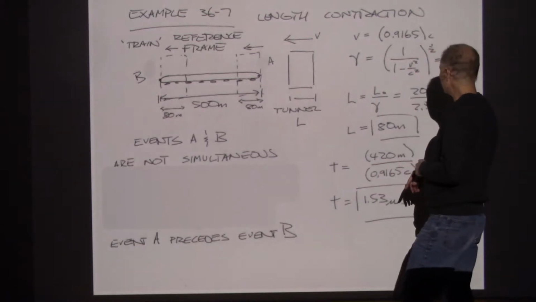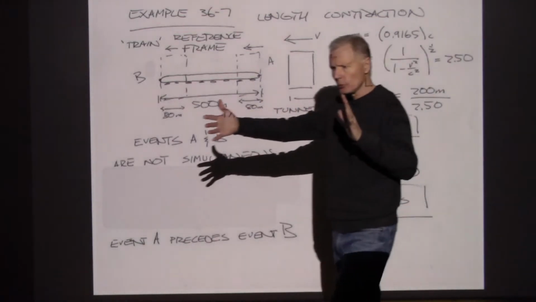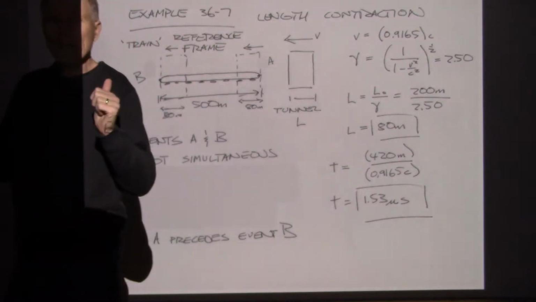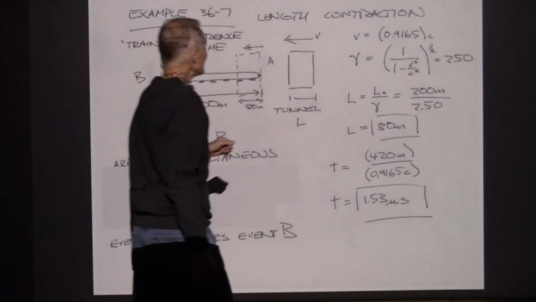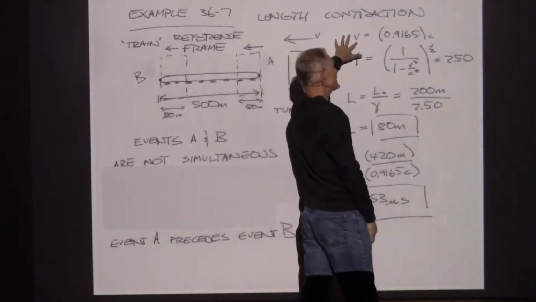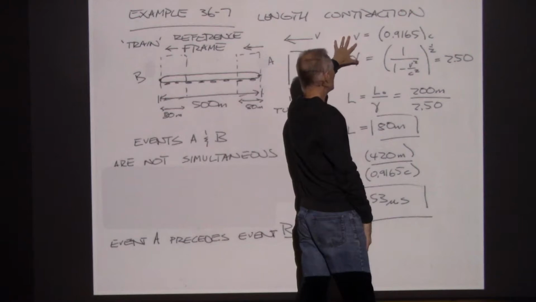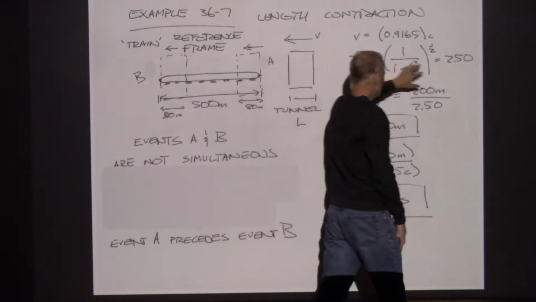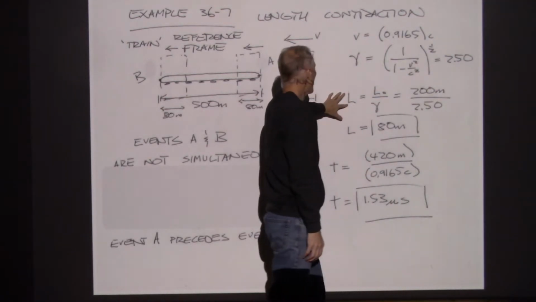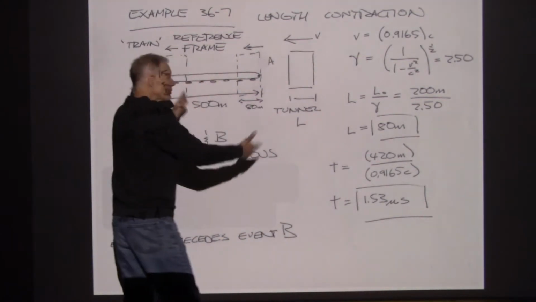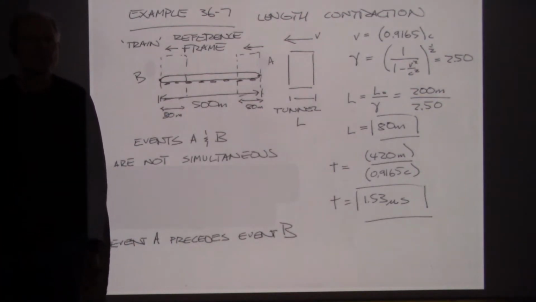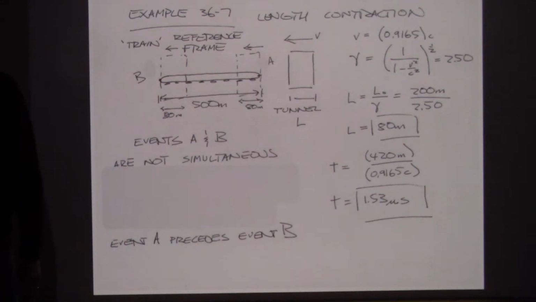The tunnel's length was 200 meters, but in the reference frame of the train, the tunnel is moving towards the train at that very same 0.9165 C, the very same gamma factor of 2.50, and so in the reference frame of the train, the tunnel is only 80 meters long. There is no way the train fits inside the tunnel as the tunnel passes over the train.